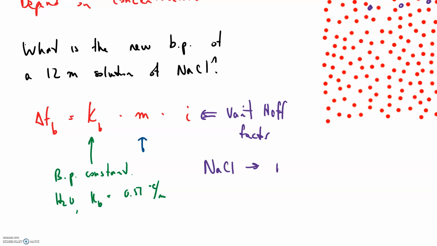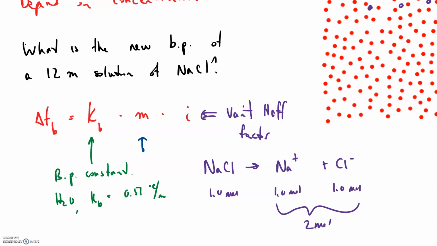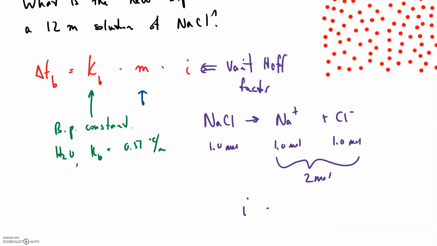So if sodium chloride dissociates into sodium and chloride, then 1 mole of sodium chloride would give us 1 mole of sodium and 1 mole of chloride ions for a total of actually 2 moles. So this would have a Van't Hoff factor of 2 because it has twice the effect of the actual concentration of the solute involved. And remember that this is only useful for electrolytes.